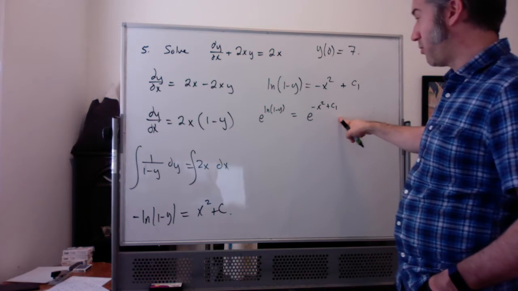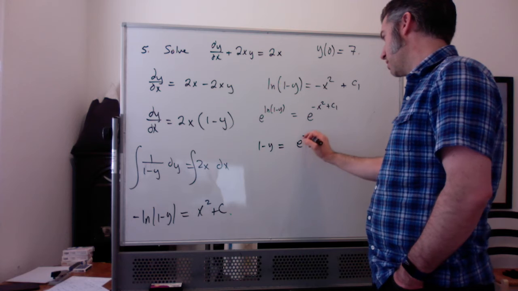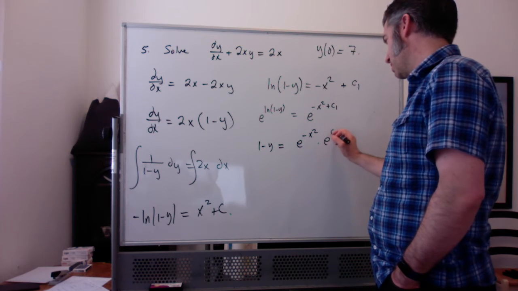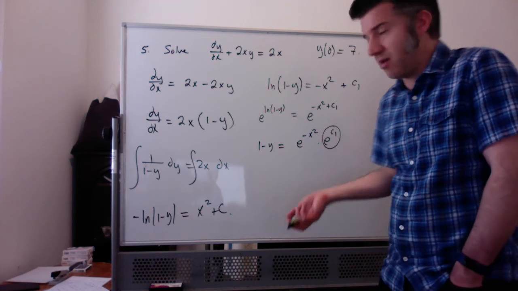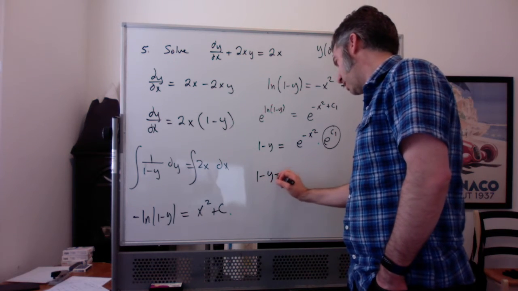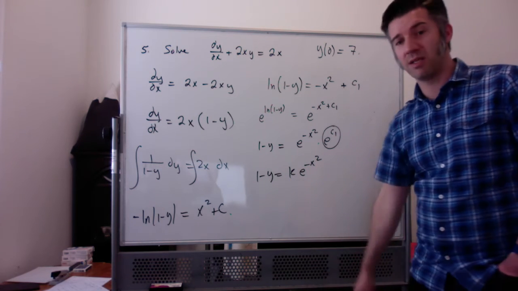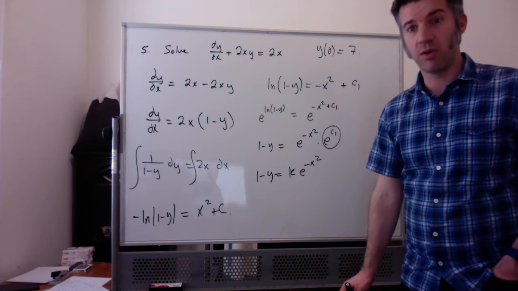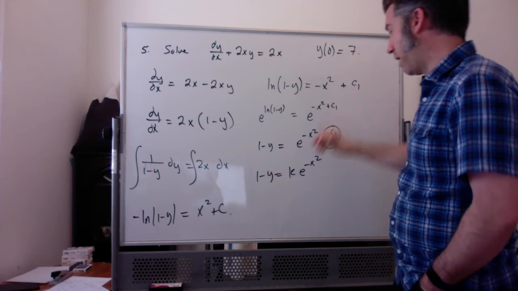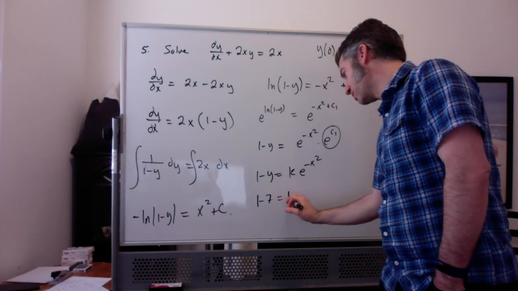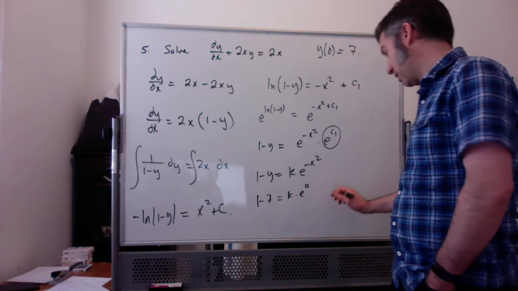This right side, we always separate this out. So this is going to be 1 minus y equals e to the negative x squared times e to the c1. And then this becomes a new constant, which I'll call c2. I think she usually calls it k. Doesn't really matter. So 1 minus y equals k e to the negative x squared. And pretty much here is the time where it's probably good to solve for your constant. So if I plug in 0 for x and 7 for y, you get 1 minus 7 equals k times e to the 0. That's 1, so k equals -6.